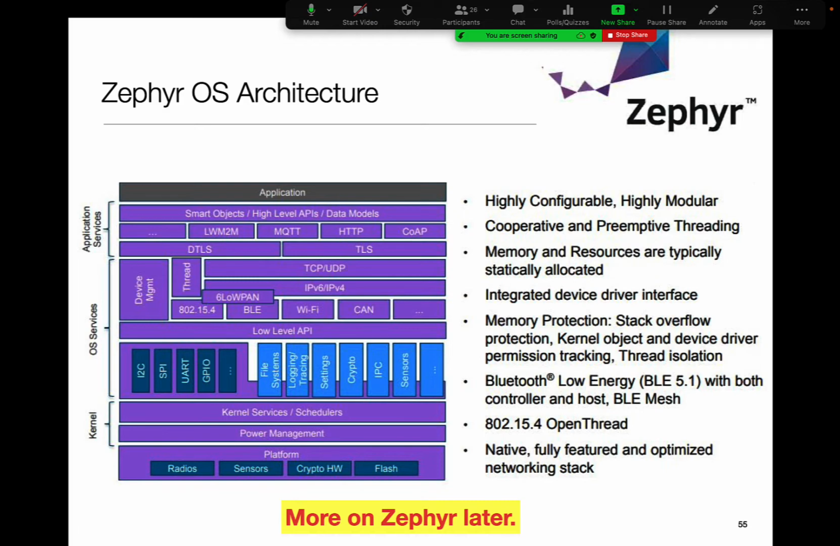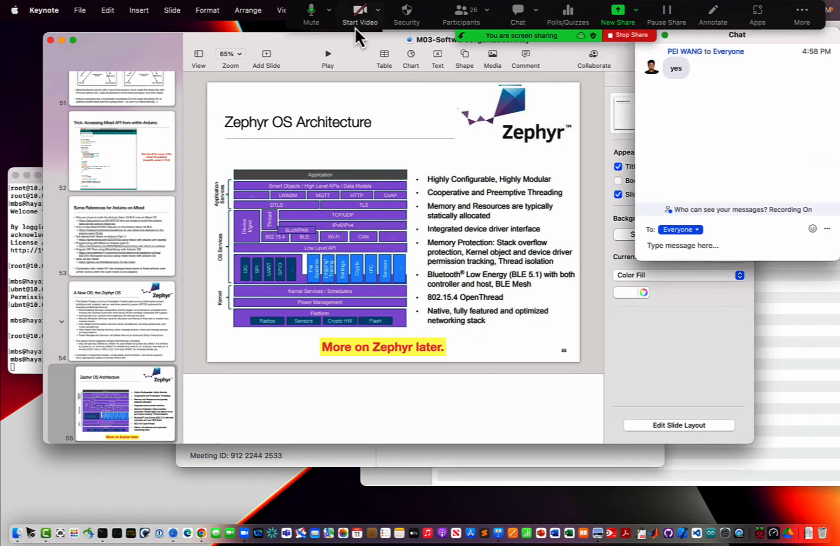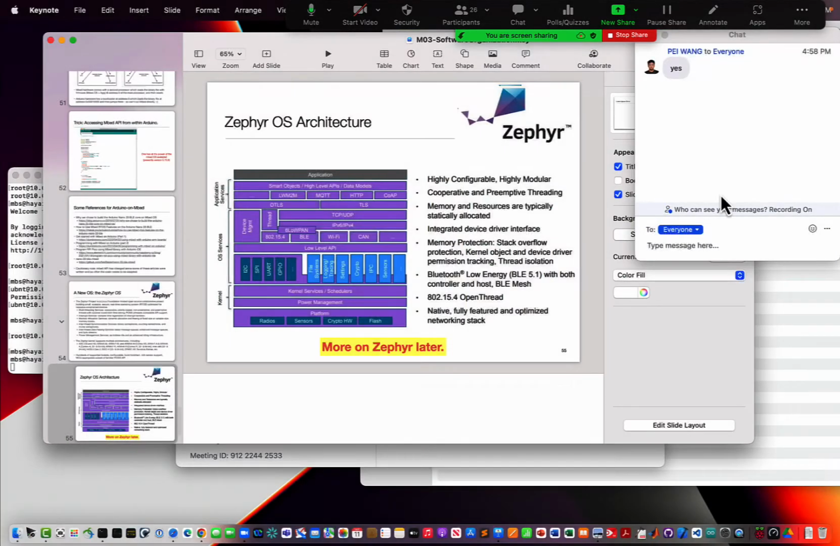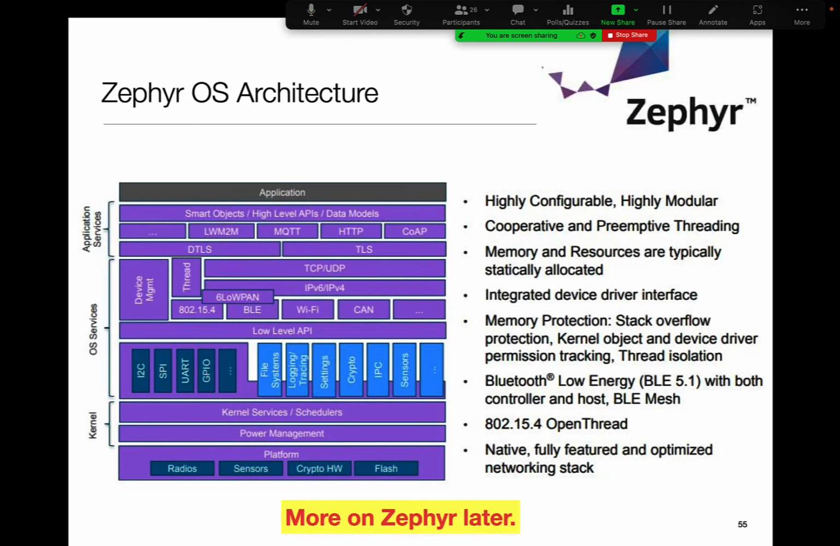Let me also just mention that I am unable to see the chat simultaneously. Chat blocks my slides, so that's why I like to keep it disabled. So if any of you have any questions, please just interrupt me orally. Okay, don't write on chat.